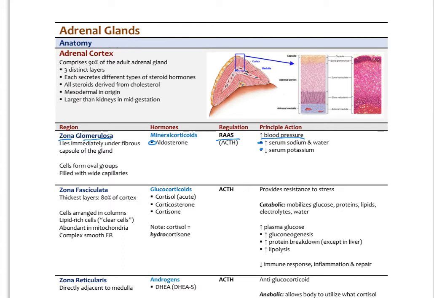So we'll see that with aldosterone secreting tumors, this is something known as Conn syndrome, C-O-N-N. A primary aldosterone secreting tumor in the cortex will raise blood pressure, will raise serum sodium, increase water retention, and decrease serum potassium. And that is a cause of secondary hypertension. All right, so that's the zona glomerulosa.